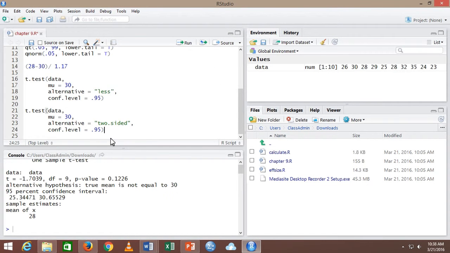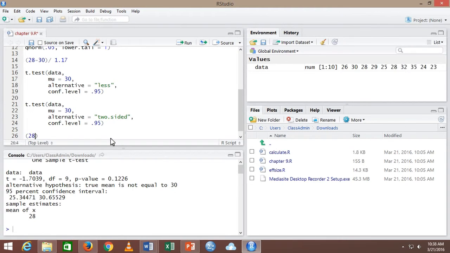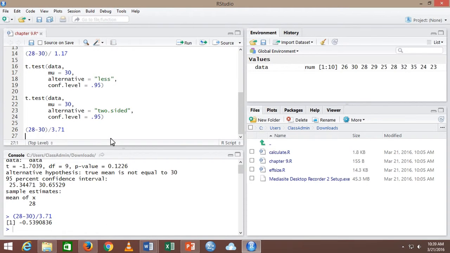Oh, wait, what am I doing? Clicked on the wrong thing. So I've got 28 minus 30 divided by 3.71. Negative 0.54.